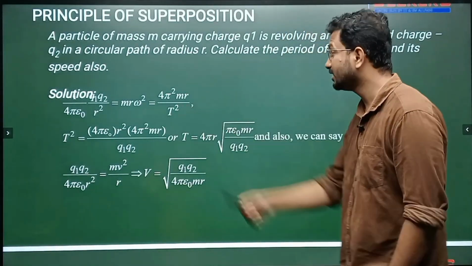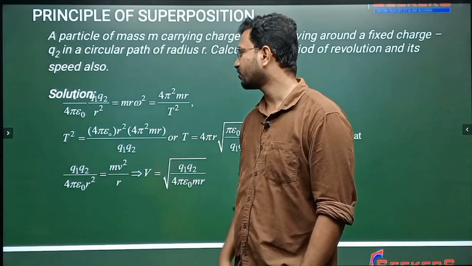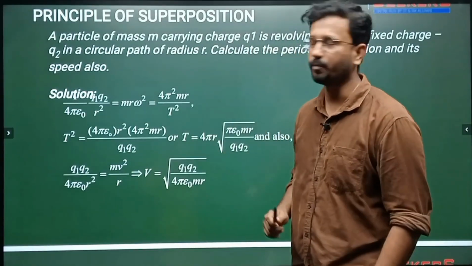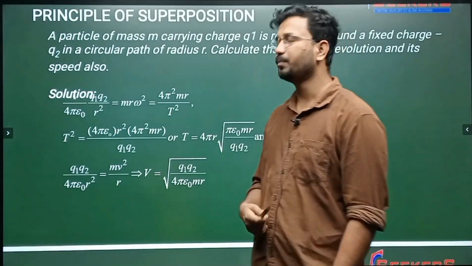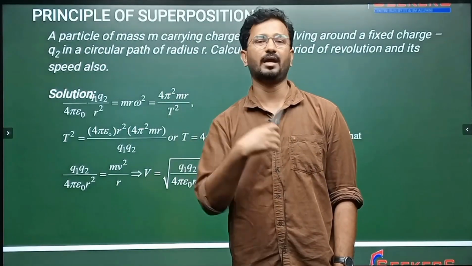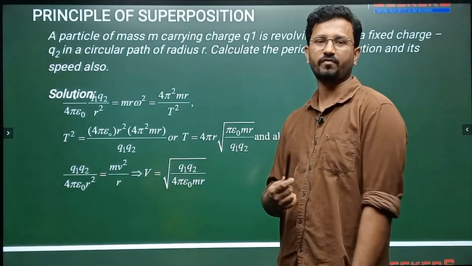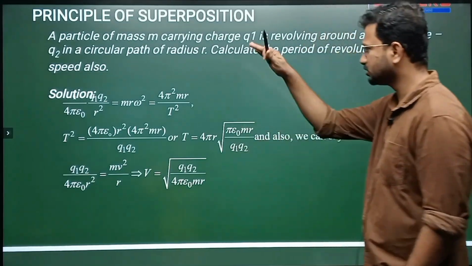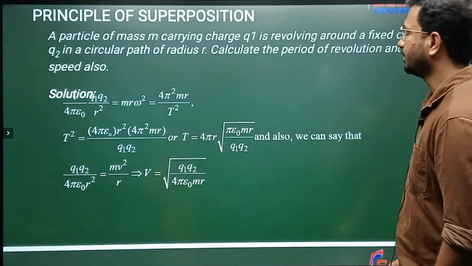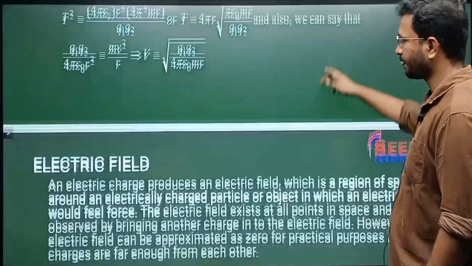From there we can calculate the speed and time period. We can calculate the omega value from here. From omega we can calculate v equals omega r, and then we can calculate the time period of the rotation. Time period will be 2 pi r divided by the speed v. From there we can also calculate the frequency, which will be 1 by time period. So a lot of questions can be made from one question.